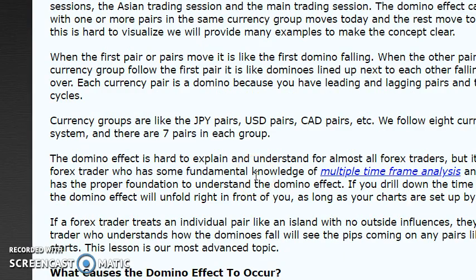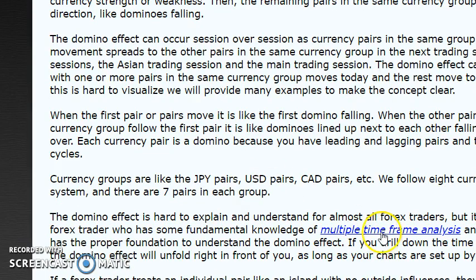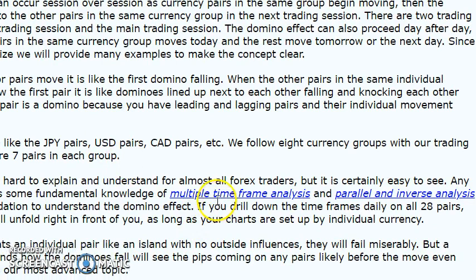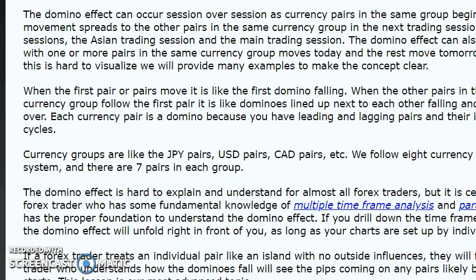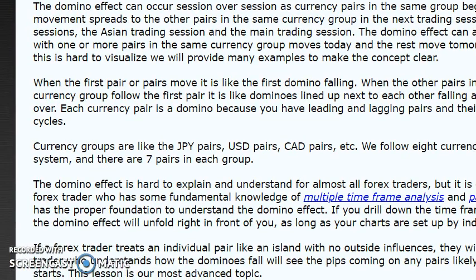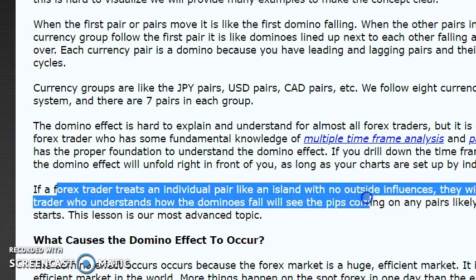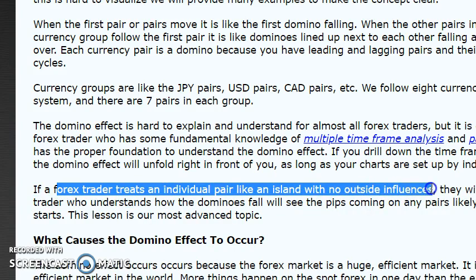So the basics you have to understand and know would be multiple time frame analysis and parallel and inverse analysis. You can click on either one of these links here to find out more about those basics. Once you know about these basic things, and how currency pairs don't move independently of each other, they move pretty much dependently on each other, and they move in groups, I think you'll start to understand the basic concepts of the domino effect. So if you're a Forex trader and you treat an individual pair like it's an island all by itself with no outside influences, you're pretty much destined for failure.